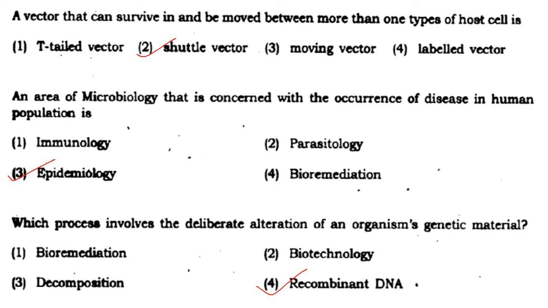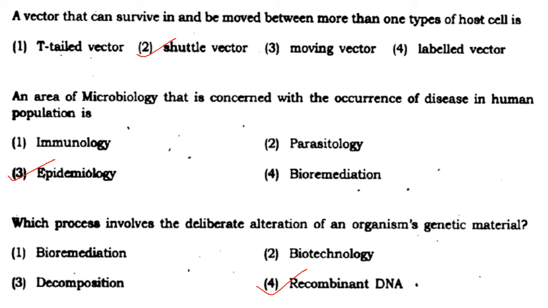Next one. A vector that can survive in and be moved between more than one type of host cell is option 1, T-tailed vector, 2, shuttle vector, 3, moving vector, 4, labeled vector. Answer is option 2, shuttle vector. Next one. An area of microbiology that is concerned with the occurrence of disease in human population is option 1, immunology, 2, parasitology, 3, epidemiology, 4, bioremediation. Answer is option 3, epidemiology.